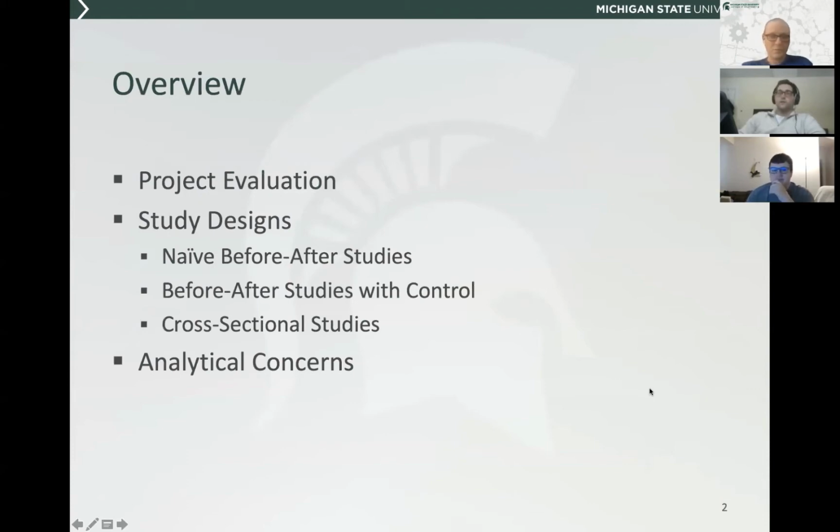And so specifically, we'll talk about project evaluation from a big picture perspective, and we'll talk about three different types of study designs. And so the first of those is just a naive before and after study. We'll talk about using before and after studies where we're also looking at reference data from a control group, and then we'll also talk about cross-sectional studies. And so I guess just to give me some sense of what background you may or may not have seen here, are you guys familiar with any of those three approaches to evaluation?